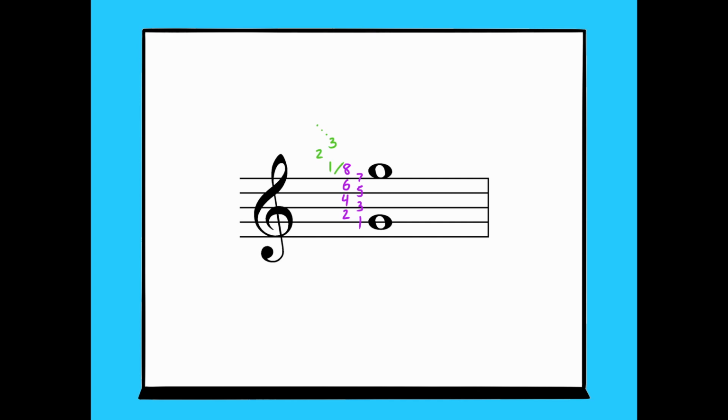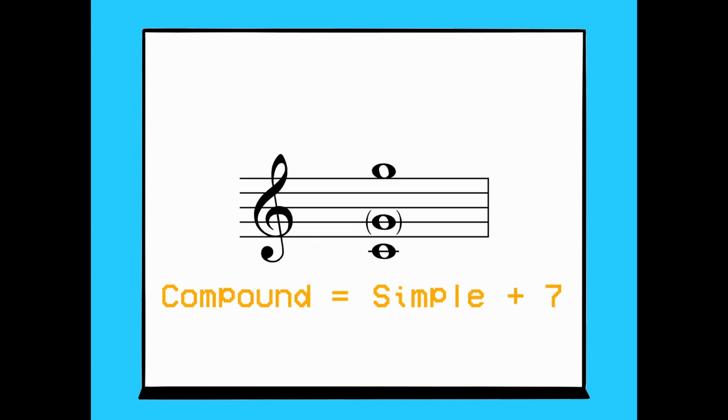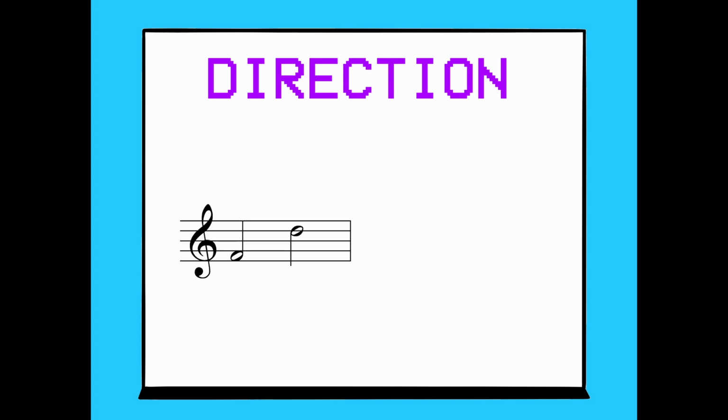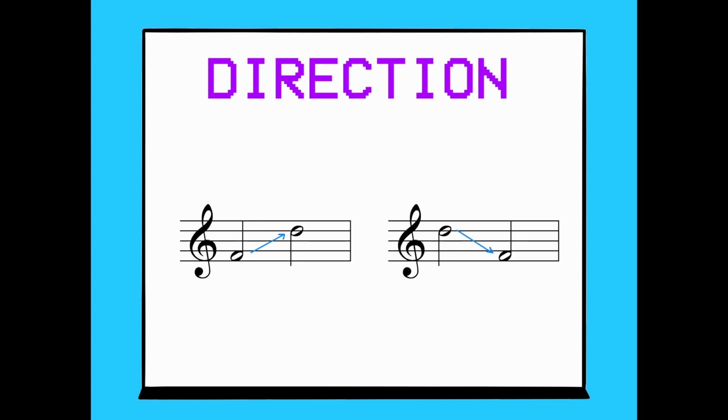This can make things much easier. C to G an octave above? Well, C to G is a fifth, so an extra octave would be 5 plus 7, a 12th. E to G is a third, so an extra octave would be 3 plus 7, a 10th. Direction is pretty straightforward. The interval is either ascending or descending. This really only applies to melodic intervals.